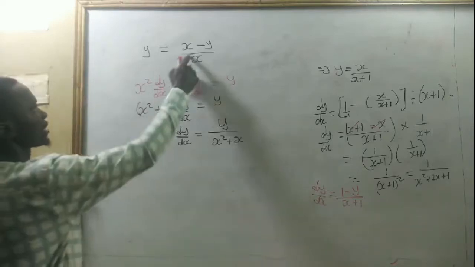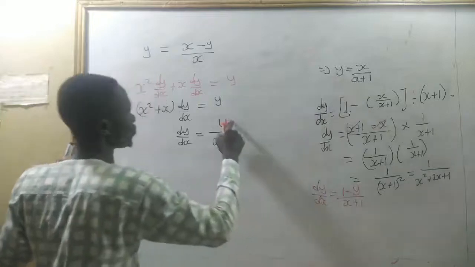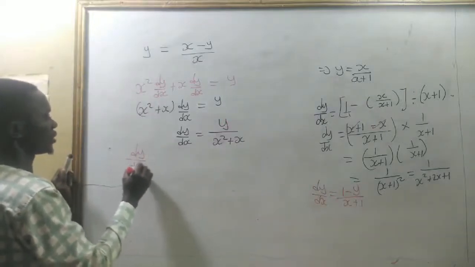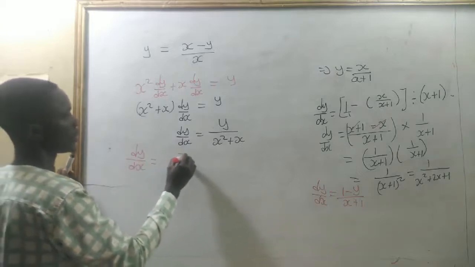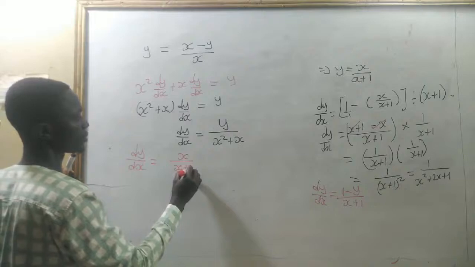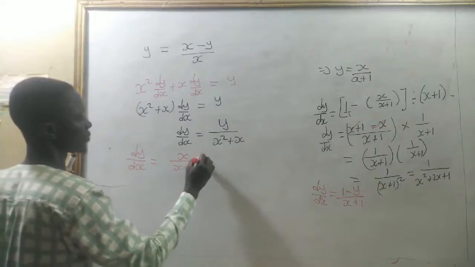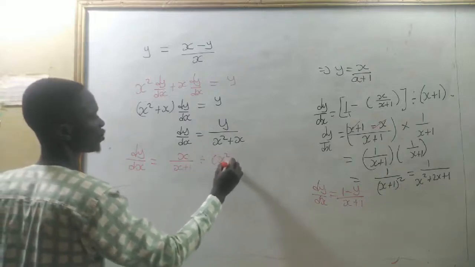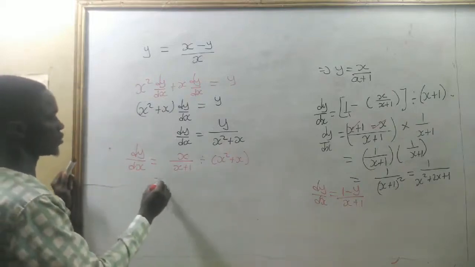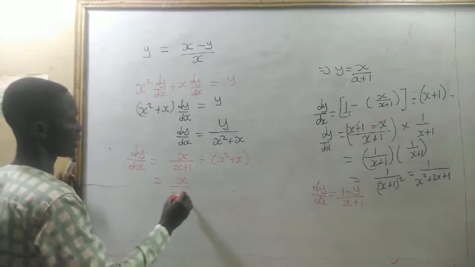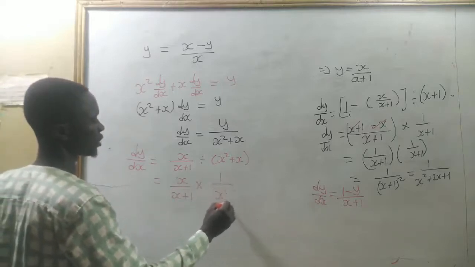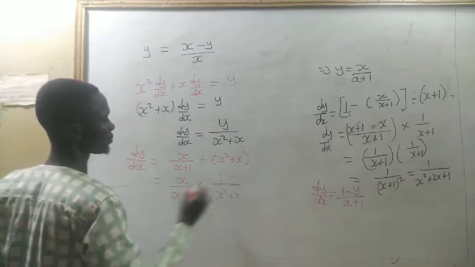So here, if we make y the subject equal to this, I'll place that one there. So I'm going to have dy on dx equal to x divided by x plus 1, divided by x squared plus x. And this will give us x divided by x plus 1 times 1 divided by x squared plus x.